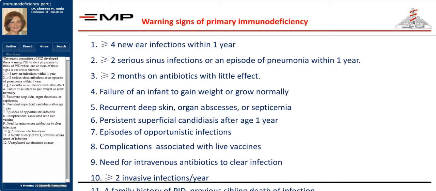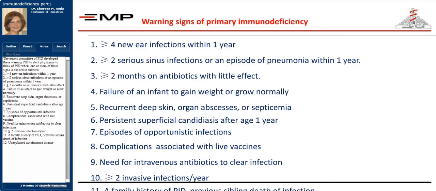The fifth, recurrent deep skin abscesses or organ abscesses or septicemia. Then we have persistent superficial candidiasis, oral candidal infection after the age of 1 year, or you get episodes of opportunistic infections, or sometimes you have complications associated with live vaccines, which I'm going to mention later, the need for intravenous antibiotics to clear infection.